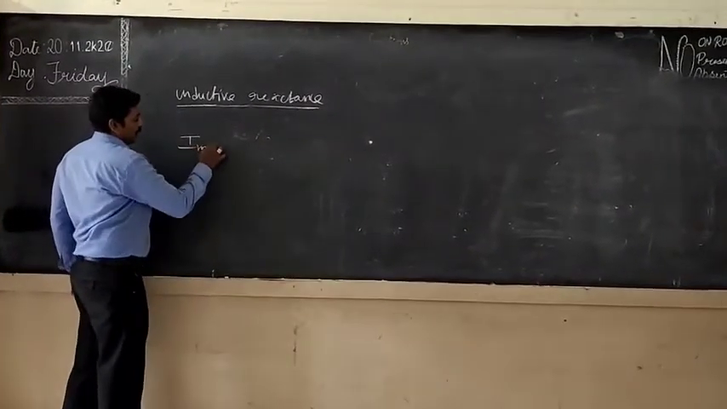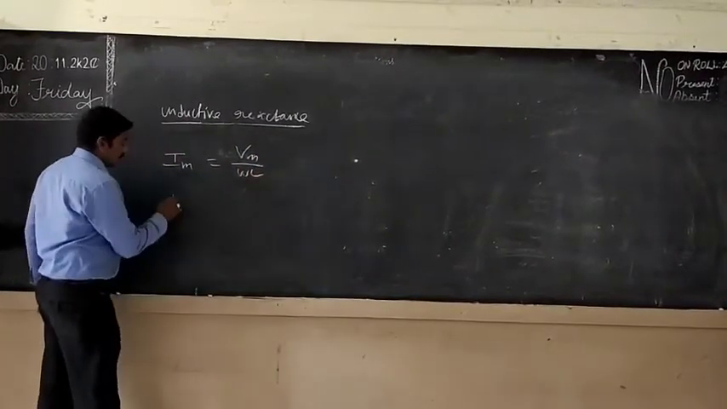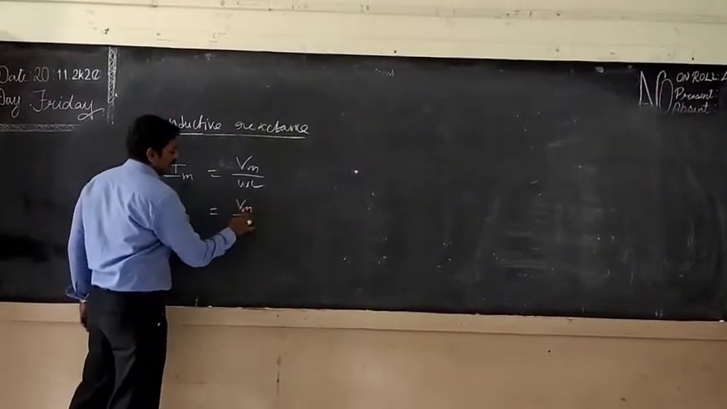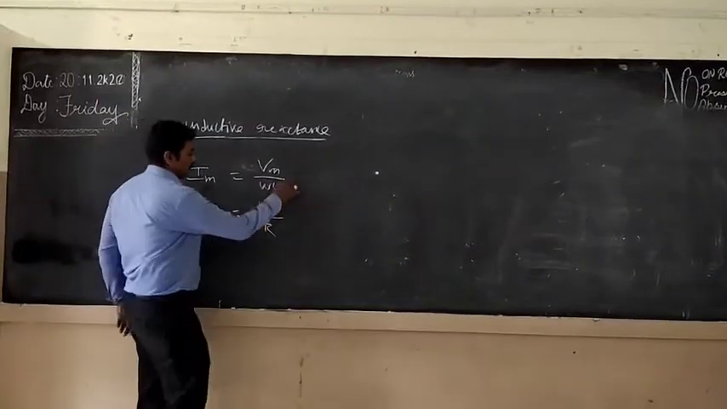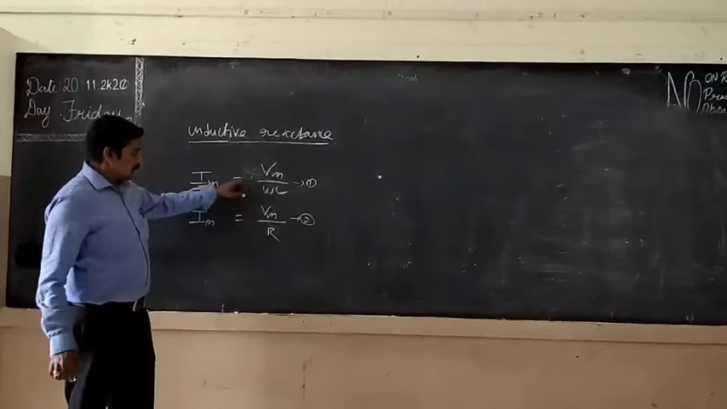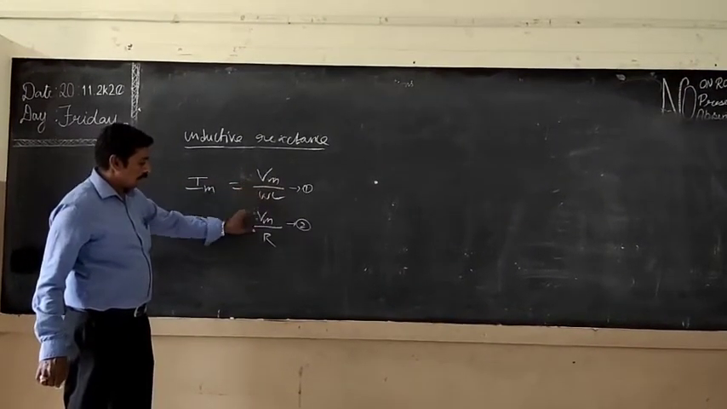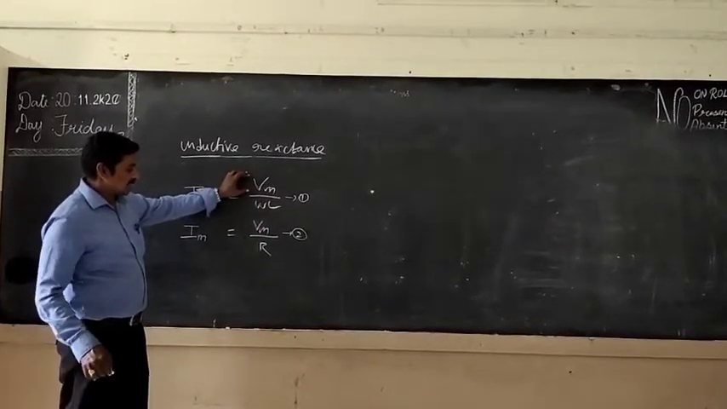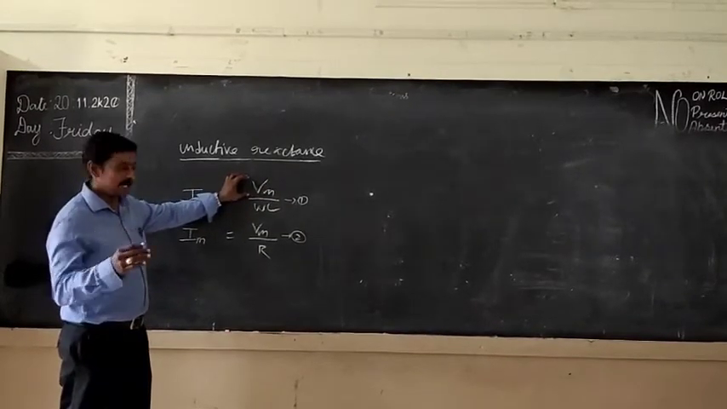Maximum current Im is equal to Vm by omega L. The same as for the resistor, maximum current is equal to Vm by R. So compare these two derivatives, derivative number 1 and derivative number 2. Here omega L plays the same role as the resistor. So the resistance offered by the inductor is called inductive reactance.